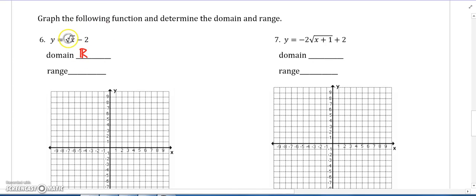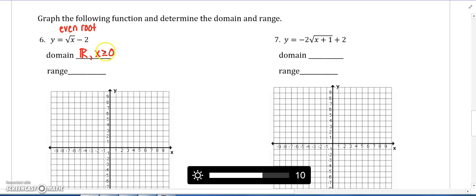As for the domain, that one's usually with the square root at least, pretty easy to start with. Remember this is a square root, so that's an even root, and in even roots, whatever's under my even root has to be greater than or equal to 0. So in this case, that's just x has to be greater than or equal to 0, because nothing's underneath there with it. So what's underneath has to be greater than or equal to 0. Just keep that in mind.